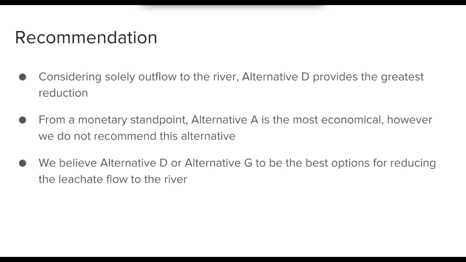Our recommendations would be alternative D and G. So considering the flow of the river, alternative D provides the greatest reduction in the flow over the landfill. And coming from a financial point of view, alternative A is the most economical. However, this does not solve any of the problems that we currently have, and that's why we are running these alternatives. So we believe the best option to reducing the leachate flow into the river is either alternative D or G.